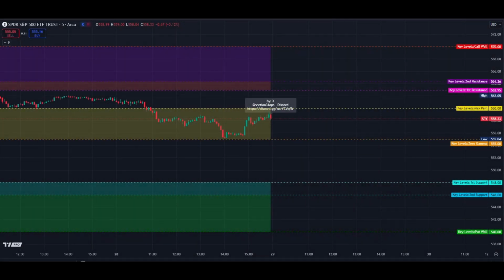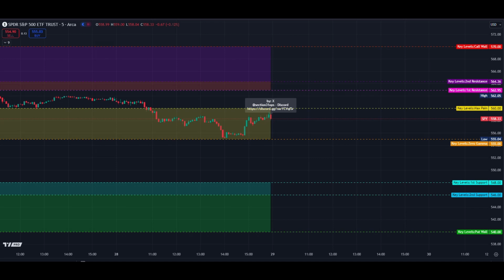Okay, so I went ahead and turned a few things off here so we can get a little bit of a better look. And this is the part where I cover what really are the key levels here. And you can see where these are actually labeled with key levels. Let's start off with the extremes. We have the call wall and the put wall.